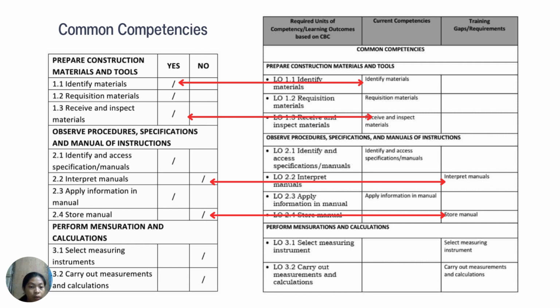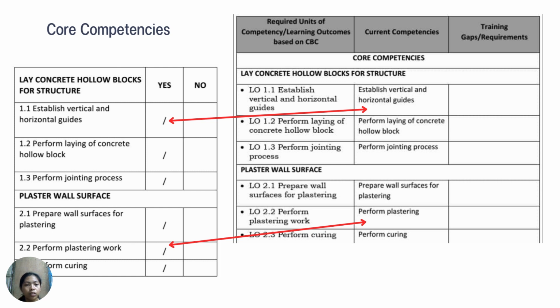Same with the perform duration and calculation, we have a no, so it will be put on the training gaps or requirement. Here again in core competencies, which is lay concrete hollow blocks for structure, and plaster wall surface, we all have a yes response. So we will just copy it to the current competencies of our TNA 1.2.